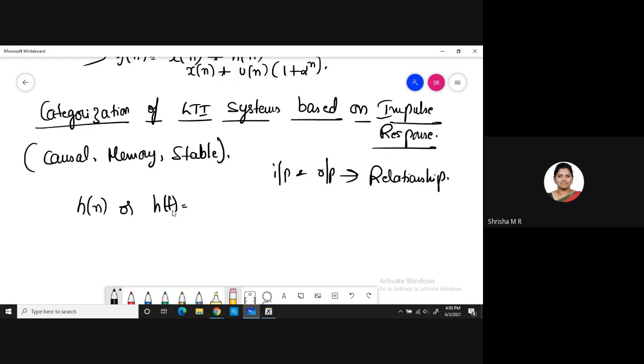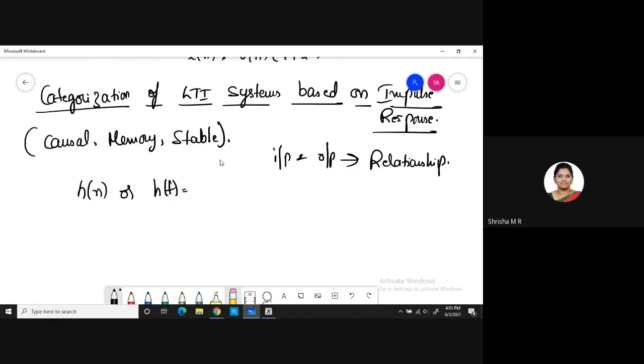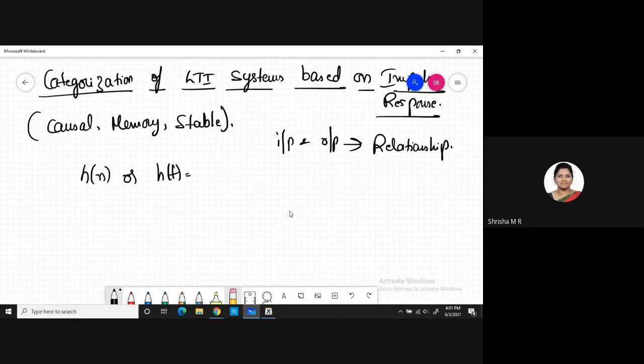If you are being given h of t or h of n, some signal will be given, that you have to check if it's memoryless or memory, causal, non-causal, stable, unstable. Okay, clear everyone? Is it clear? Shall we start with this categorization of LTI system based on impulse response? Did you get some idea on this? Yes, ma'am. Okay, so let us see first memory categorization.